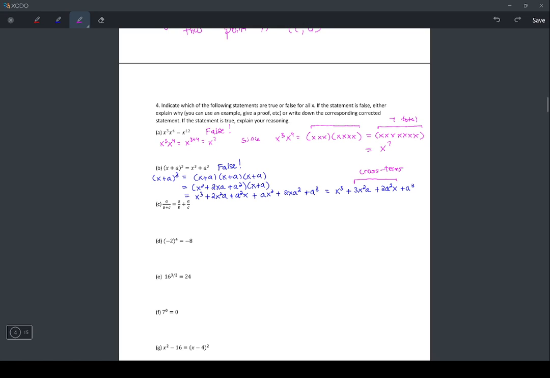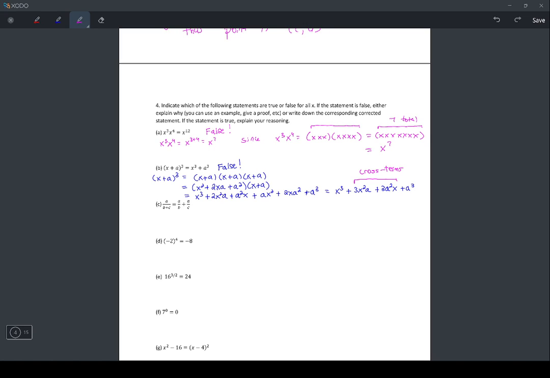So this false example is a long way to say that if you have two terms in a bracket added or subtracted from each other, raised to a power, you can't just apply the power to each component in that bracket separately, because there are cross terms there.